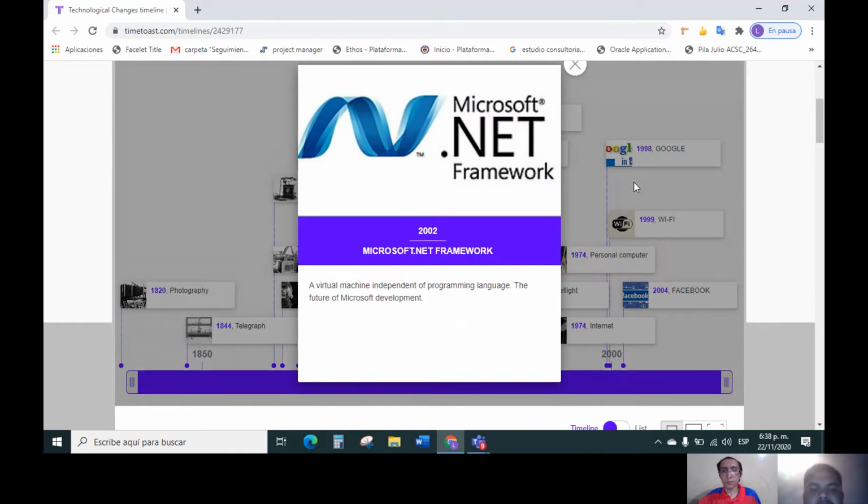In 2002, the Microsoft .NET Framework was created. Microsoft .NET Framework is a virtual machine independent of a programming language, the future of Microsoft development.